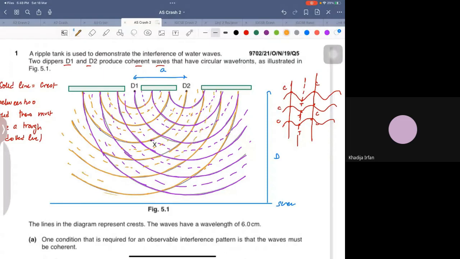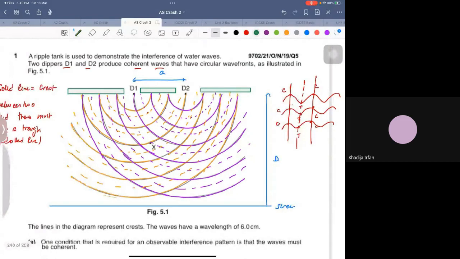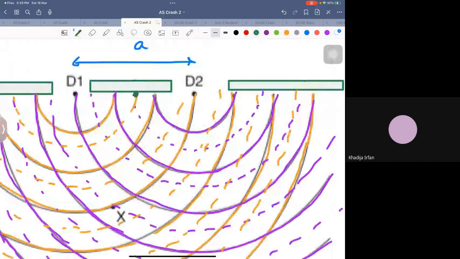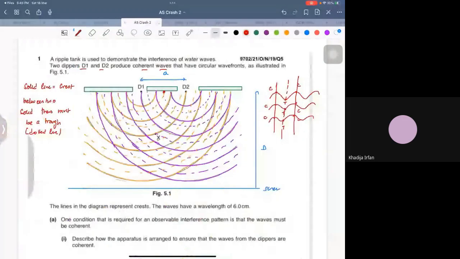Anyway, so we're pretty much done here. Now, you guys need to understand, if you look at this point right here, what do you see? Two dotted meet, right? You guys agree? If two dotted meet, it means that troughs and troughs are meeting together, that means it is constructive interference. Similarly, if you go here, you might see two solids are meeting, which means crest and crest are meeting, it is constructive interference. You guys understand this?